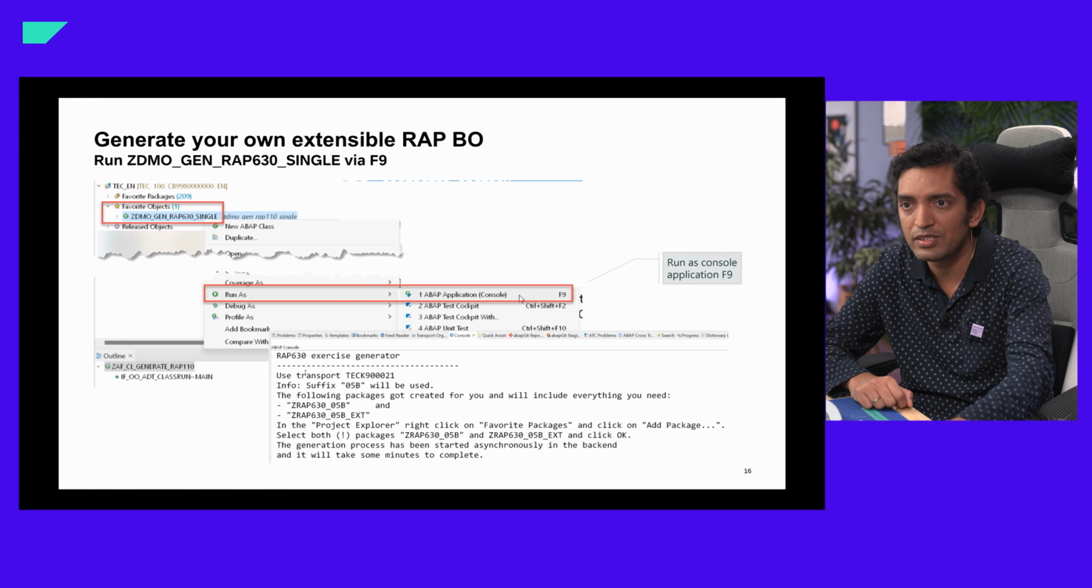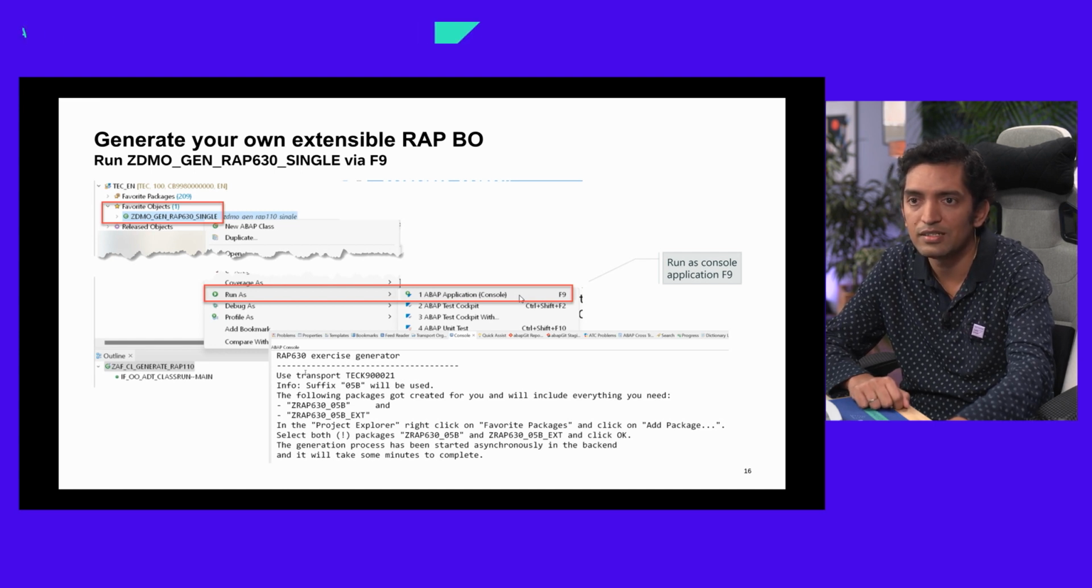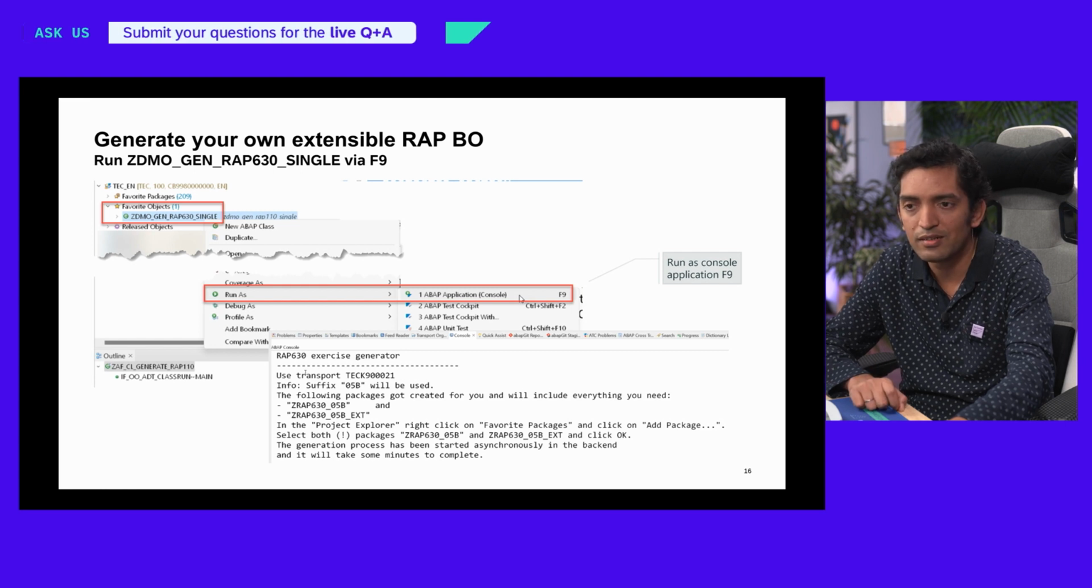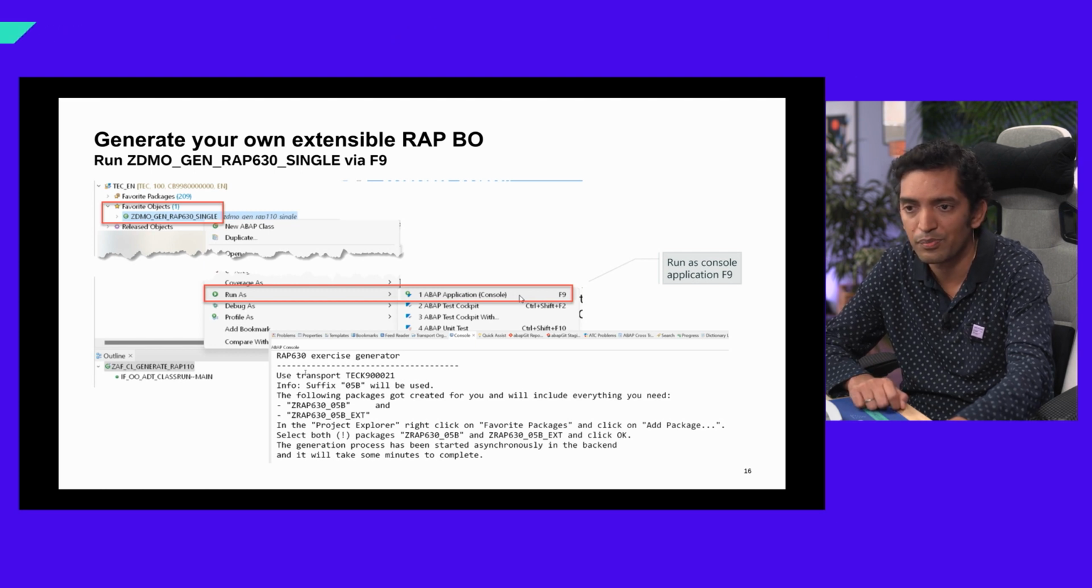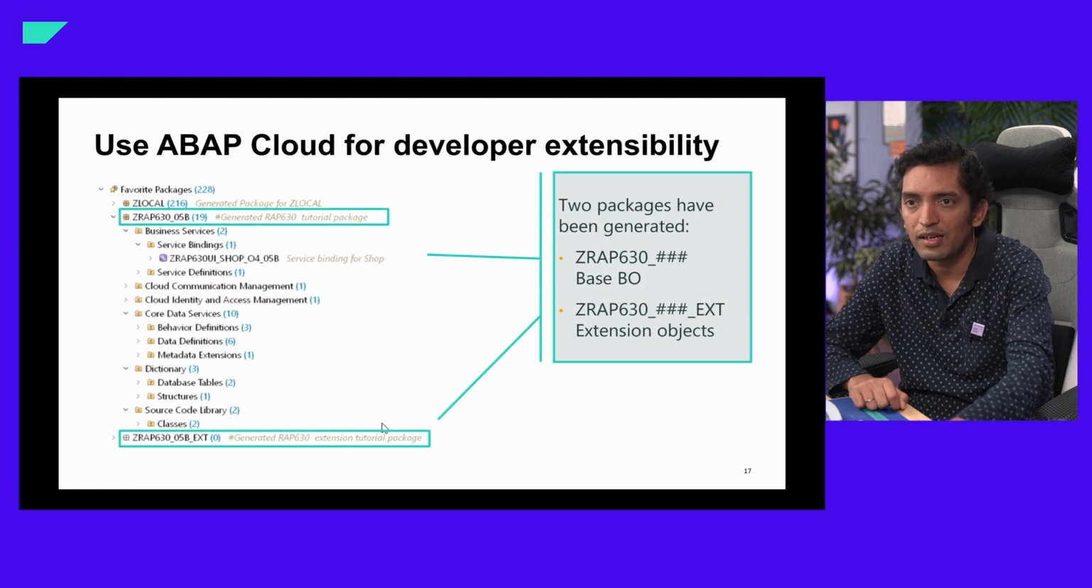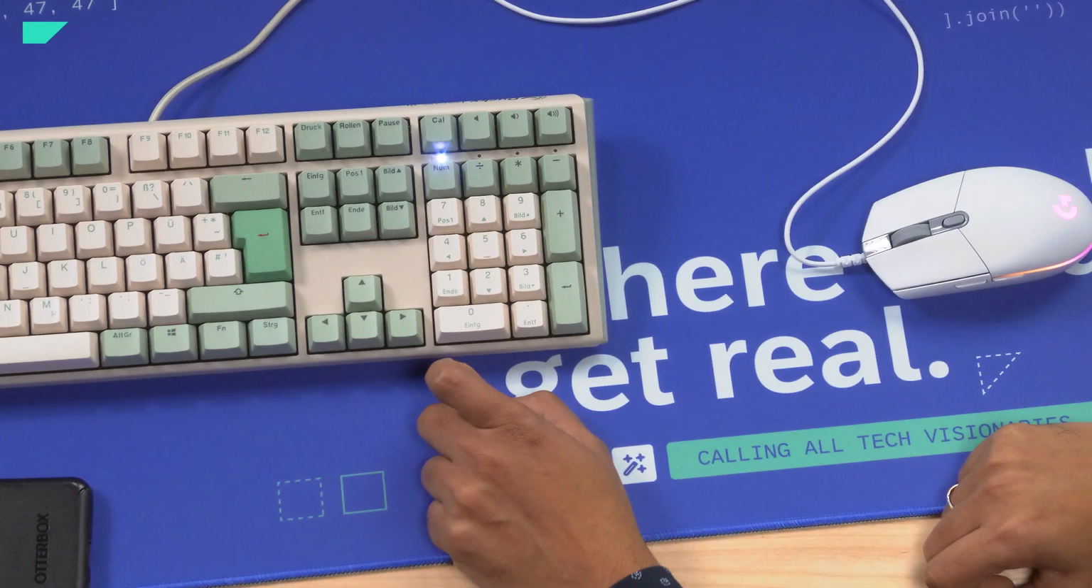So for the exercises, what will be on offer today? Initially, you will generate your own extensible BO, which will be used for the field extensibility and behavior extensibility. This is a class, JDMO gen wrap single. You just click F9 and you have the following packages based on your group number or your participant number, for example. And then we can use the ABAP Cloud for developer extensibility. So we have the two objects or the two packages.